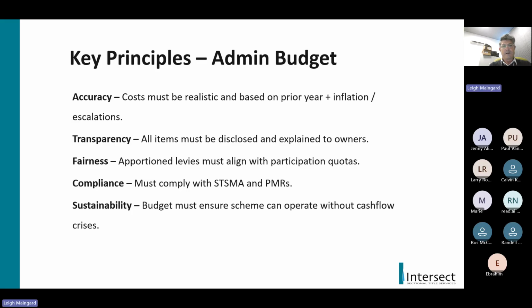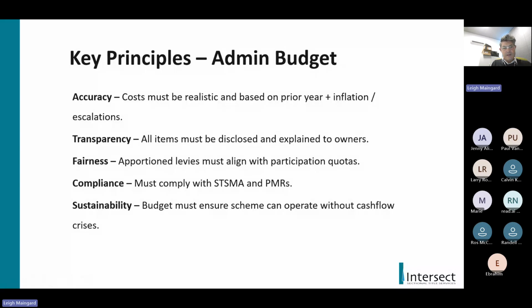Fairness, the apportioned levies must align with participation quotas. And this is quite an interesting point, although we're not going to discuss that tonight, but it is a very interesting topic, especially on the participation quota side, where sometimes a body corporate, somewhere down the line, for whatever reason, it could be a human error, it could be that the sectional title plans maybe have not been updated. But ultimately, the budget, because it is based on participation quota, and that will give rise to the levy that each owner must pay, must be apportioned and aligned with the correct participation quota of the scheme.